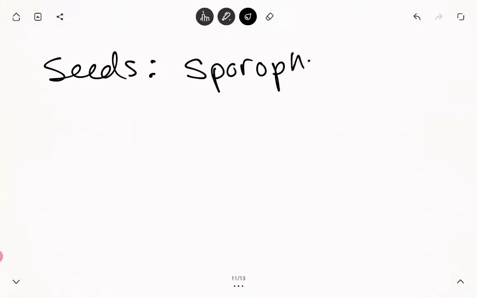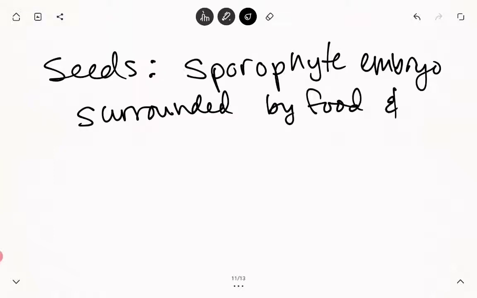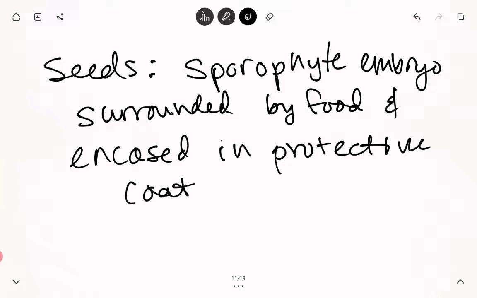What are seeds? Seeds are these really awesome evolutionary innovations where you have the diploid sporophyte embryo, a multicellular sporophyte embryo that is surrounded by food and then encased in a protective covering. So again, let's break down the important parts here: the sporophyte embryo surrounded by food, and then it's protected.